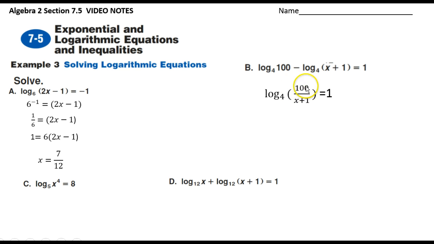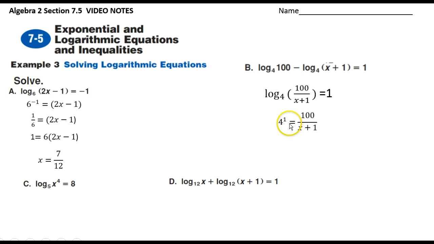Well, we can't do anything with this yet because there's an x in it, but we do have a single log. Go back over to this example, just like we had a single log here. Log base answer equals exponent. Log base answer equals exponent. We're going to connect the 4 and the 1 and write 4 to the first equals, continuing our circle, 100 over x plus 1.